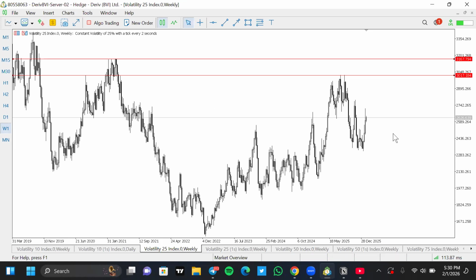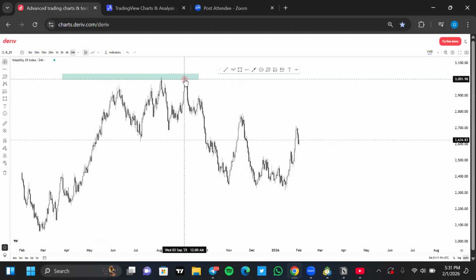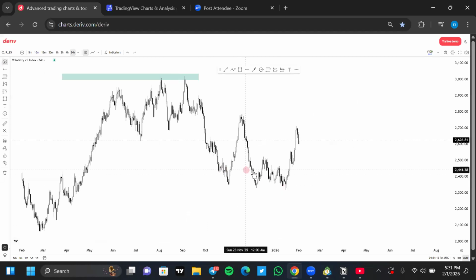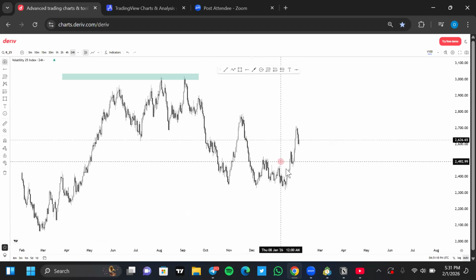So we are bearish on V25. I've never even thought of buying on V25 till now. Everything I have on V25 is bearish because that is what I have from the weekly time frame. You cannot expect weekly to be respected and expect price to continue buying. It is not possible. We are not bullish on V25.